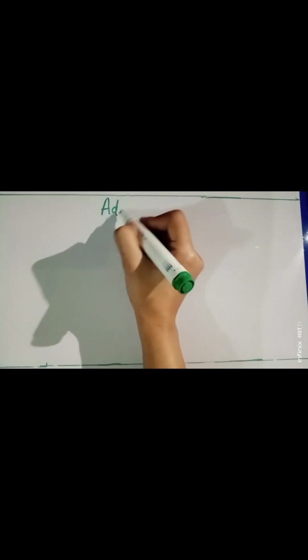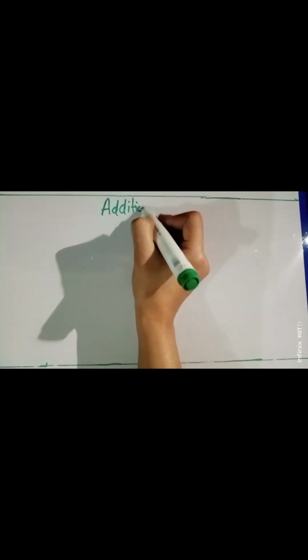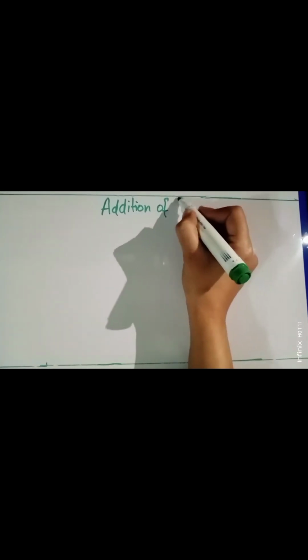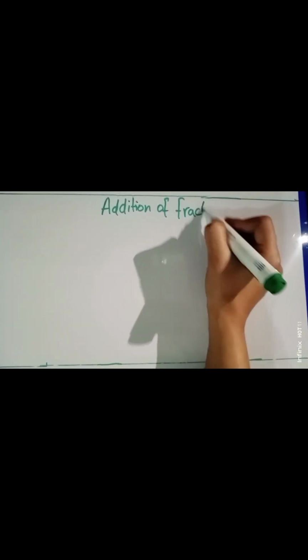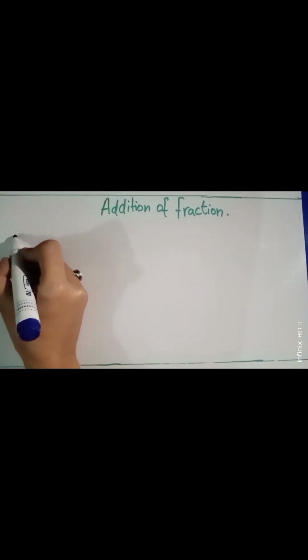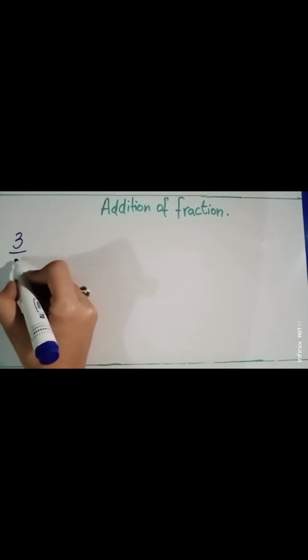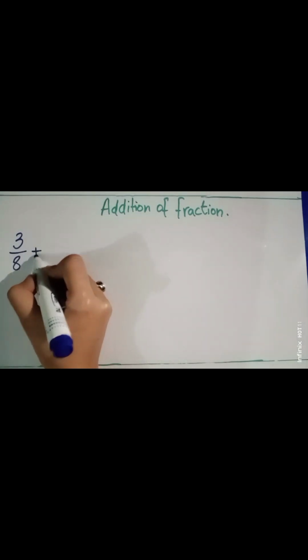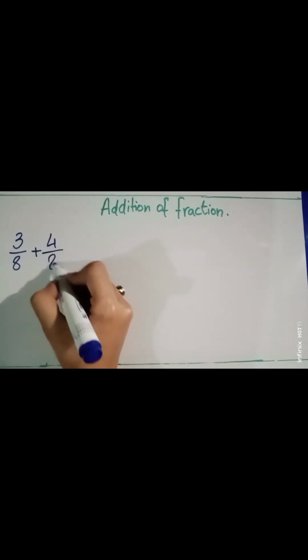addition of fractions. That means how to add fractions. In my last video I told you what it means by fraction. A fraction means when we represent some parts out of the total parts, and I told you that in a fraction we write the parts at the top. For example, 3 by 8 plus 4 by 8.